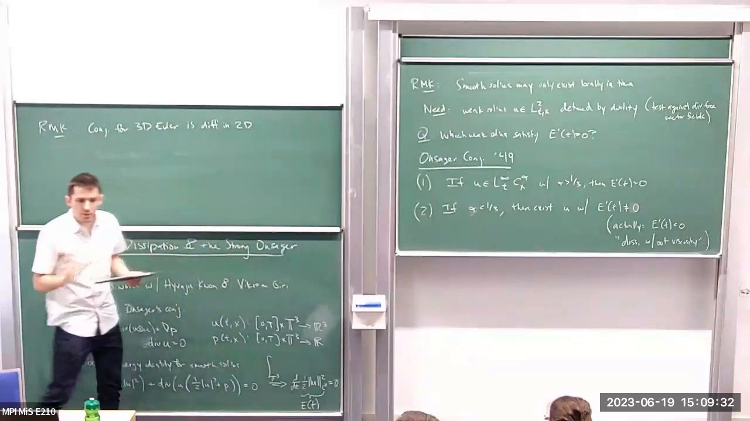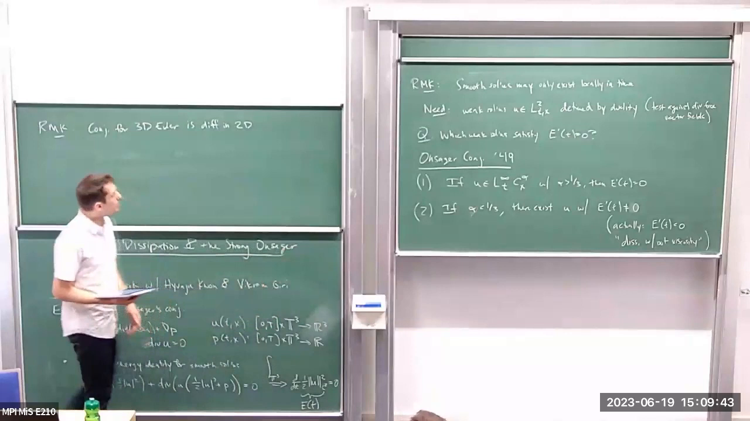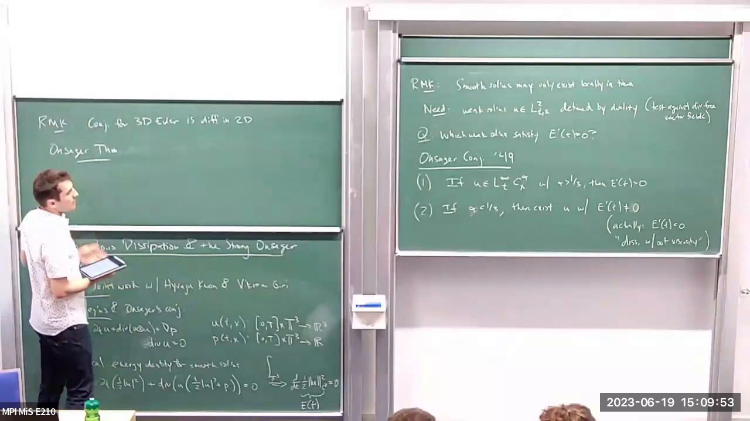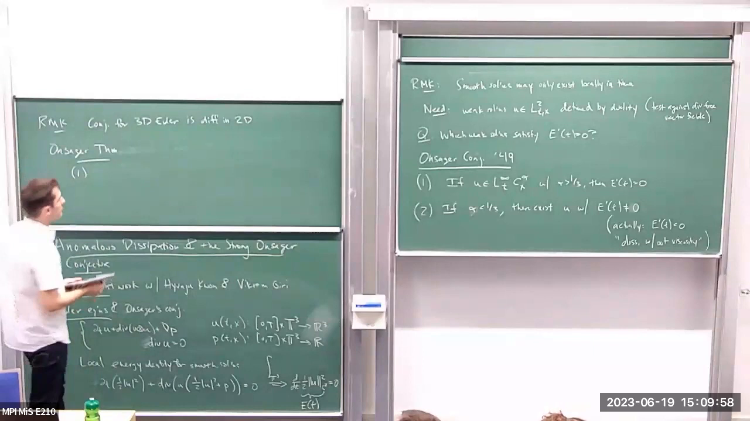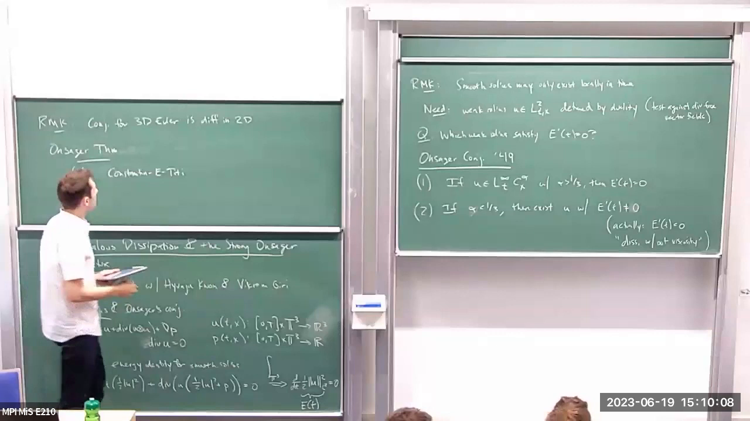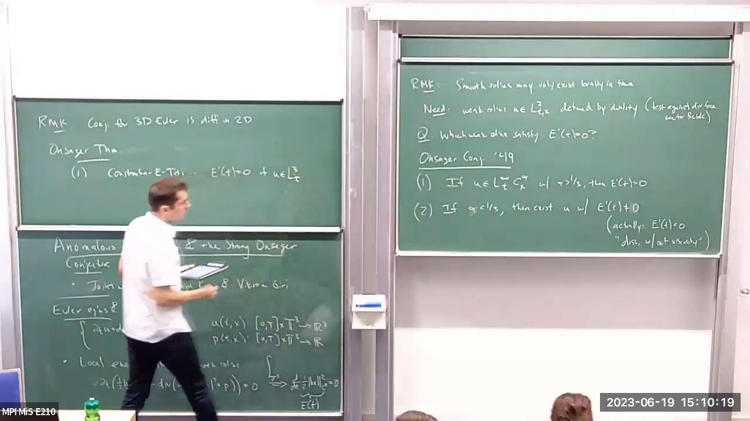And Onsager's conjecture has remarkably been proven as a theorem. So let's call this the Onsager theorem. The first half was proven by Constantin, E, and Titi, following an earlier work of Eyink. And what they showed is that E prime of t equals zero if u is in L3 in t, Besov B^alpha_{3,infinity} in x.